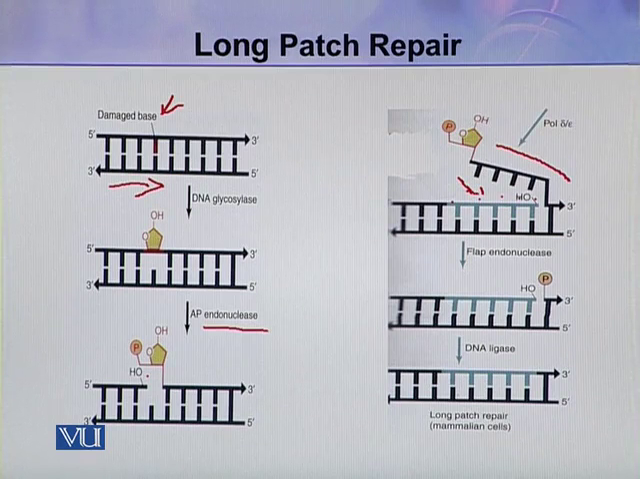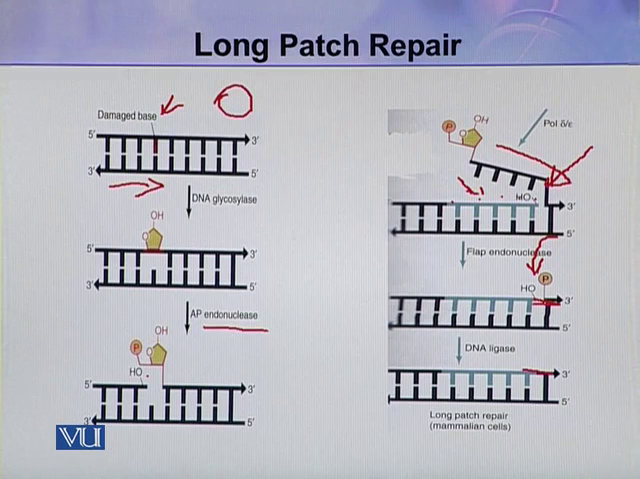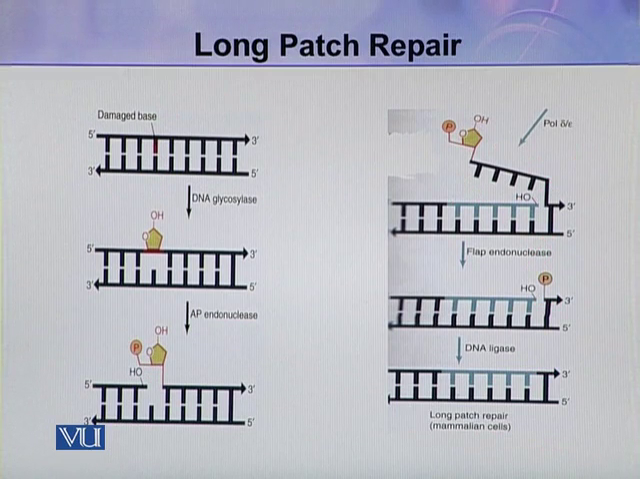So after that, flap endonuclease cuts this from here. Flap endonuclease cuts this displaced strand, and now this happens, and finally this gap is filled by DNA ligase. So in this way, a damaged base is excised and finally this DNA is repaired. So this is the summary of long patch repair.